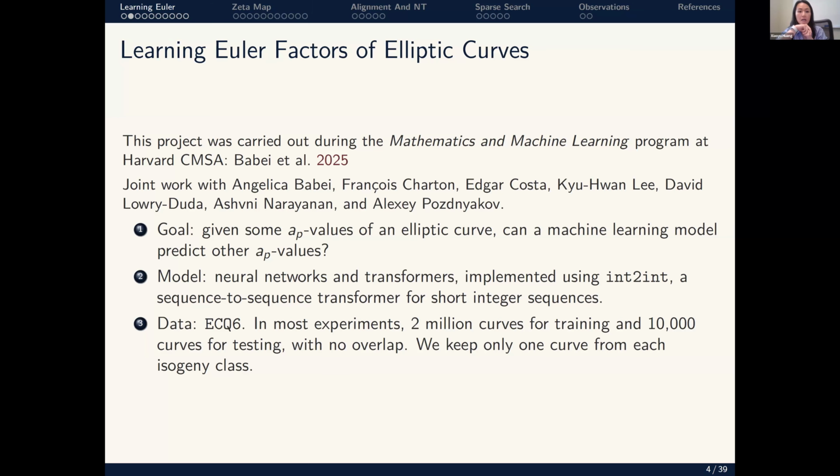And the data we use, we call them ECQ6. In most experiments, we use 2 million curves for training, and we use 10,000 curves for testing with no overlap between them. So the idea is that we take a subset so the model can learn the behavior of a_p values, and we take a non-overlapped small subset so that the model is not cheating and tries to generalize the behavior that it learned during training. And importantly, we only keep one curve for each isogeny class because a_p values only depend on the isogeny class.